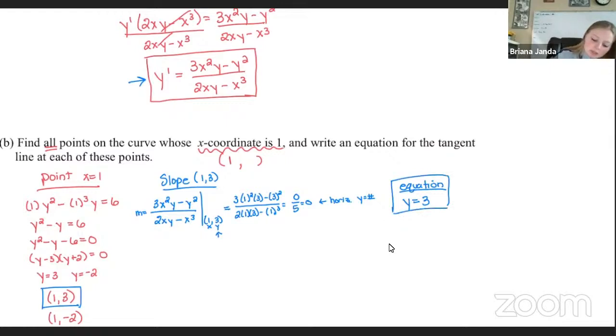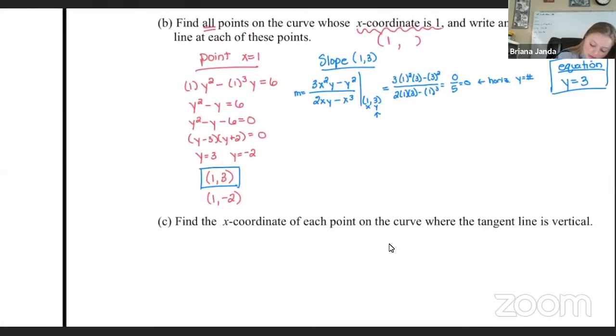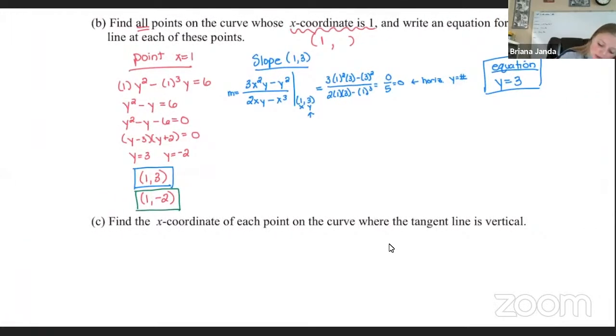So then we repeat this process with the other point that we found. The other point we found is 1, negative 2. So now I go find the slope at 1, negative 2, doing the same process. So taking my derivative from above, evaluating it at 1, negative 2.